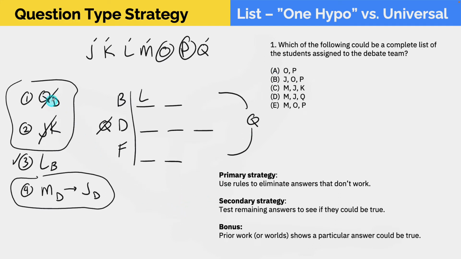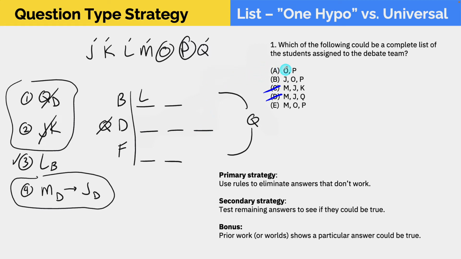We know that Q cannot be in the debate team, so if we're looking for what could be a complete list in the debate team, any answer that has Q is going to be gone, so D is gone. We also know that L cannot be in the debate team, so any answer that has L, but there's none with L. What about rule number 2? We know J and K can't go together, so that's going to get rid of answer choice C. And another thing I'm noticing here is, do you see that the debate team has 3 people assigned to it?